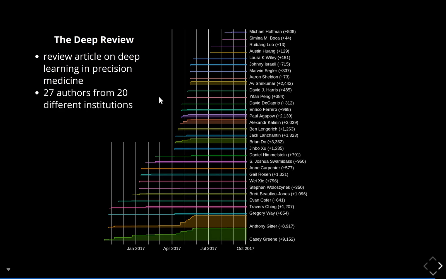So one final project we did here was a deep review, which was just a review article we wrote. And we just invited really anyone to come contribute. And 27 authors from 20 different institutions came and contributed paragraphs to this review article on deep learning. So it can scale collaborative writing to a high degree. But again, it's kind of technical. So unless you know Git, I wouldn't use it now. But hopefully we can make some ideas that catch on.